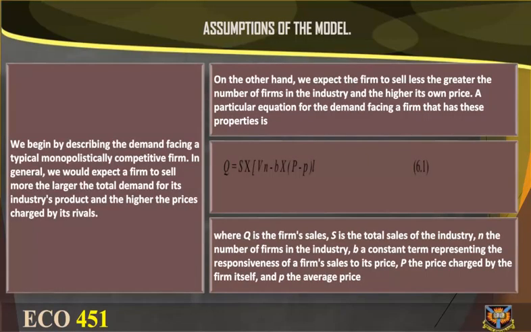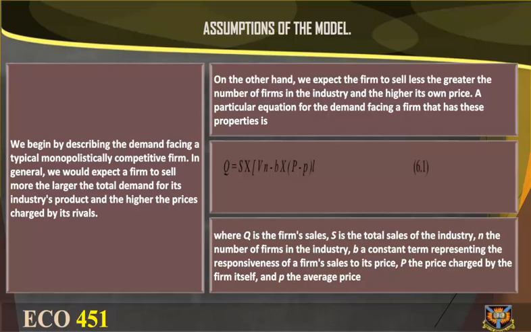Assumptions of the model. We begin by describing the demand facing a typical monopolistically competitive firm. In general, we would expect a firm to sell more the larger the total demand for its industry's product and the higher the prices charged by its rivals. On the other hand, we expect the firm to sell less the greater the number of firms in the industry and the higher its own price.